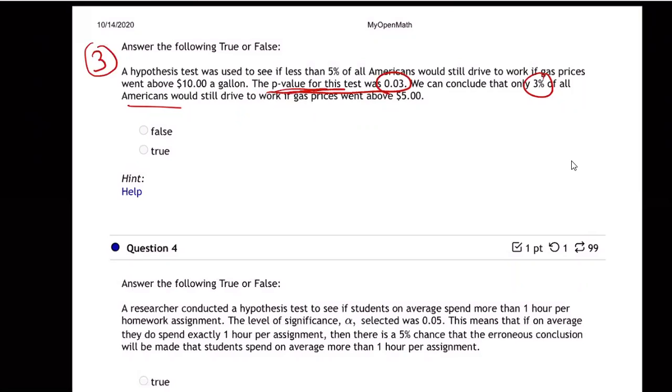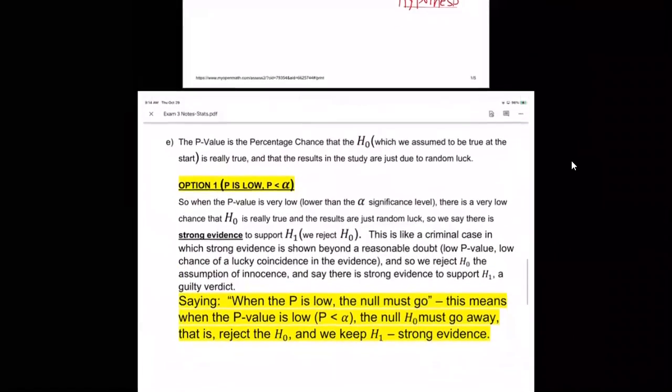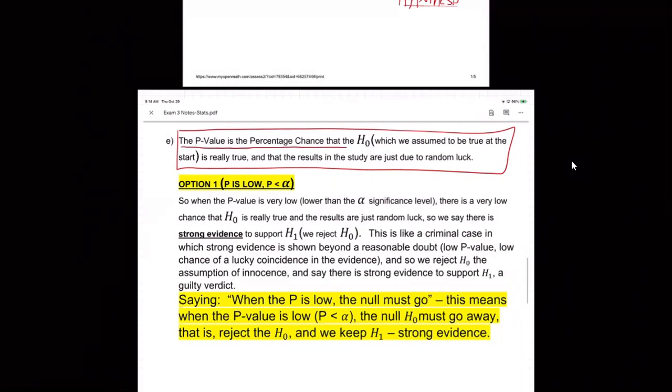So what's a p-value? What is a p-value? Remember? Let's go back up here. Look at the notes. It's written out on the notes for you. It's right up here, in the exam 3 notes, right at part E. The p-value is the percentage chance that H0 is really true and that the results in the study are just due to random luck. Right?